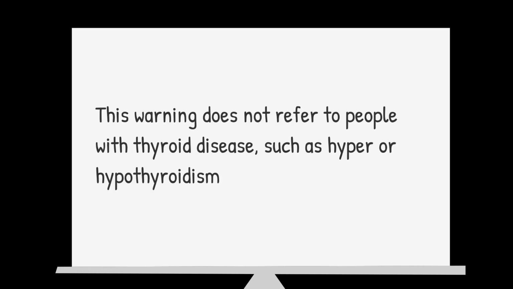I just want to clarify here that I'm not talking about people that have a thyroid condition. Say maybe they have hypothyroidism or hyperthyroidism, or they take maybe a Synthroid for their thyroid issues. No, this is not what we're referring to. We're referring to people who have an actual history or a family history of thyroid cancer, not maybe an underfunctioning thyroid. That is not what this warning refers to.